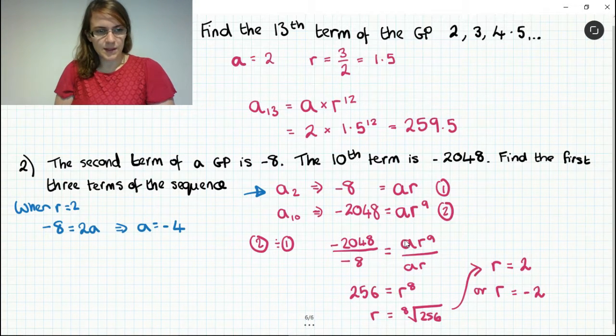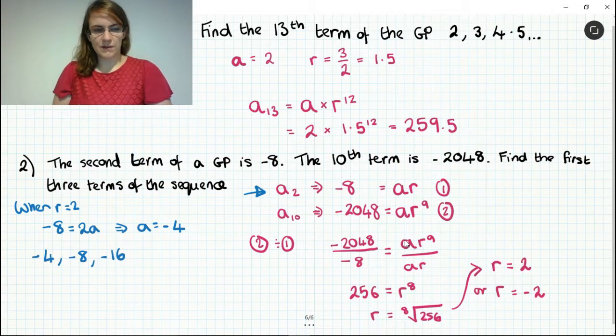So this sequence then would be minus 4. Then my next term would be 2 times that, so minus 8, which gives us our second term for our question, so that's correct. And then our third term would be 2 times that, so minus 16. And if we carried on up to our 10th term, we would find it would be minus 2048.